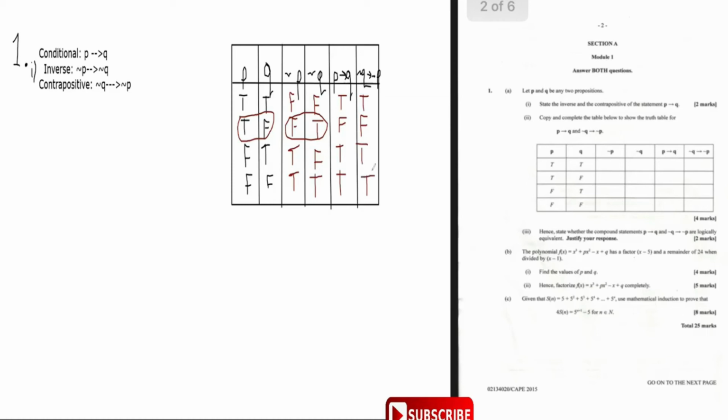All right, so that's that. So what does this mean then? This means that, as we can clearly see from the column of the truth results, P implies Q and not Q implies not P have the same truth values, so clearly we can say that they are logically equivalent. All right, so this is just the truth table for part 2.